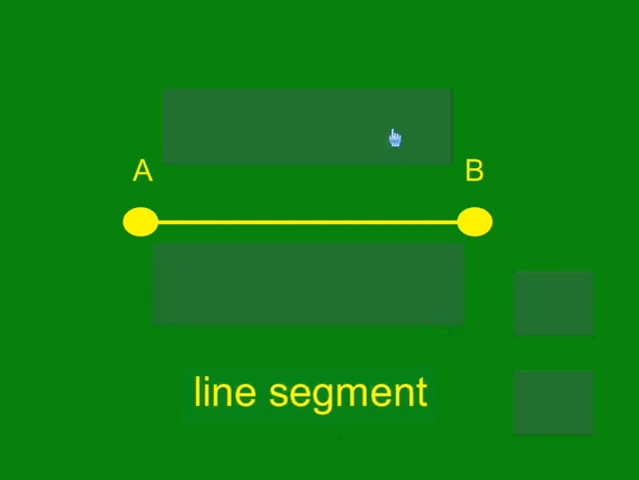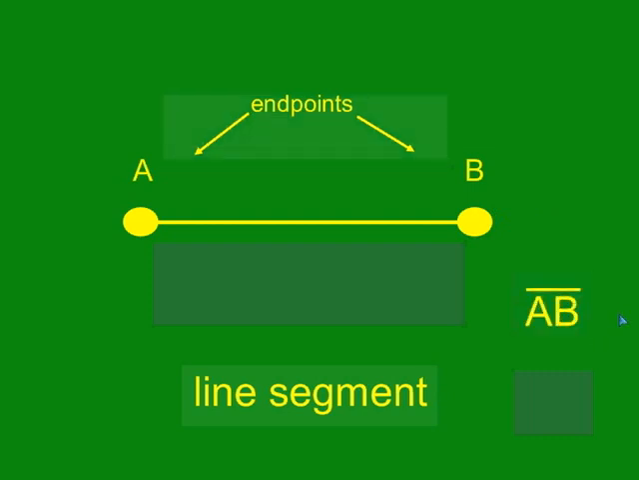And then they become endpoints on that line segment. Isn't that cool? That line segment can be labeled either AB or BA. Notice that each label has a line over the top of it.